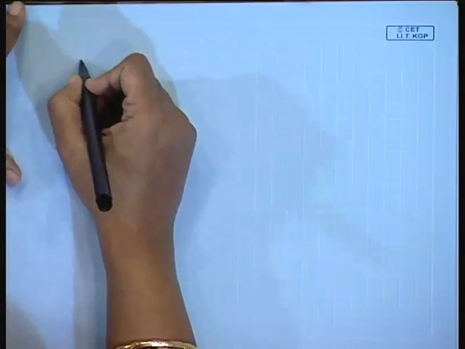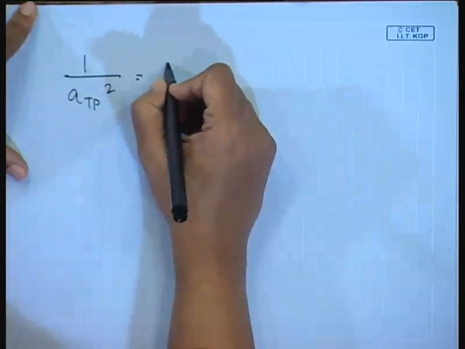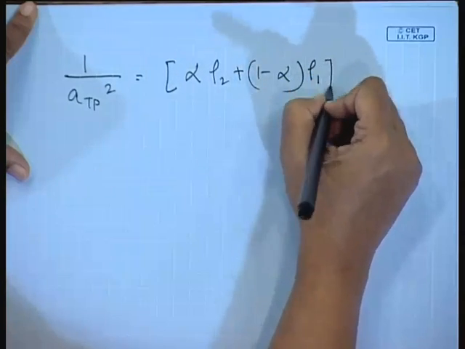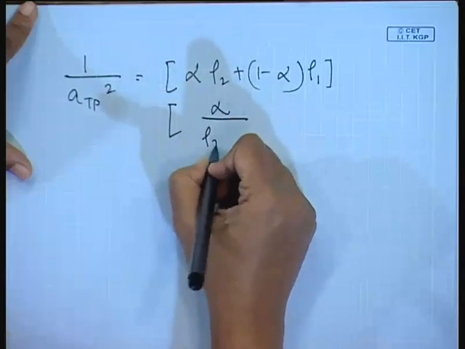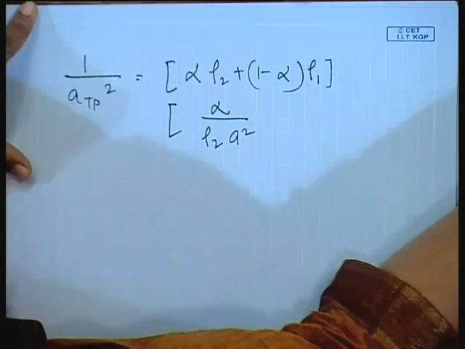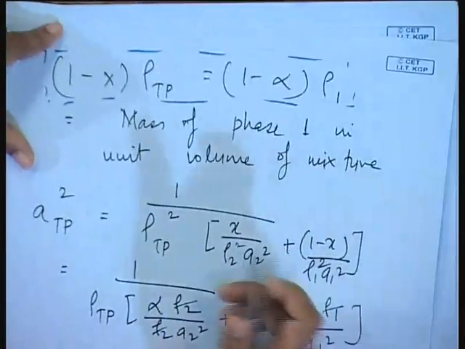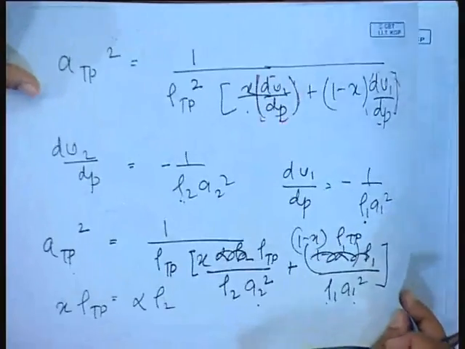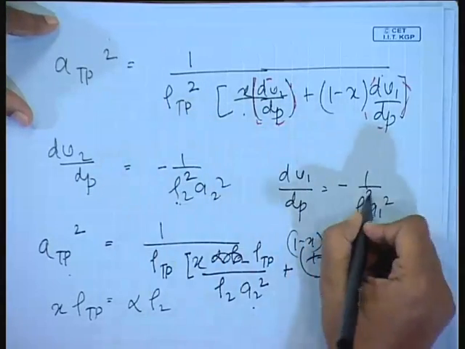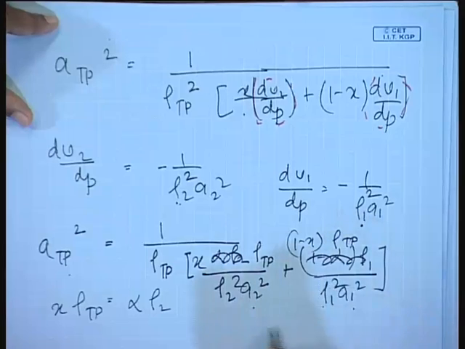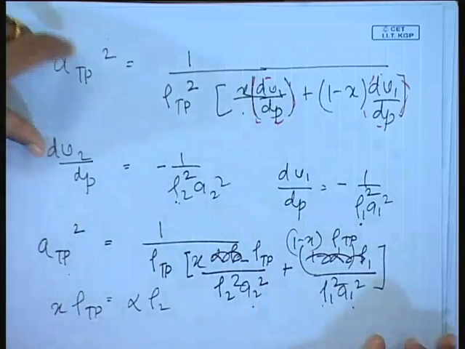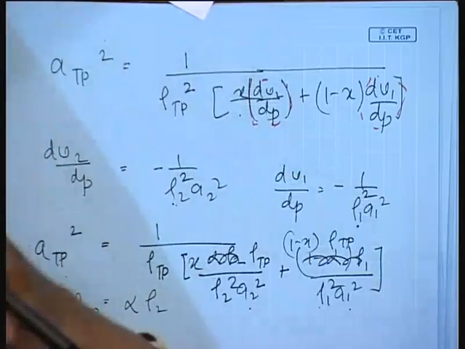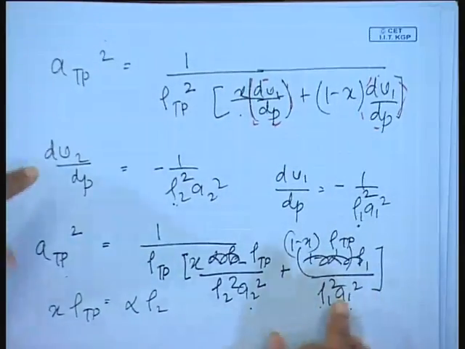So, I get 1 by a T p square, that is alpha rho 2 plus 1 minus alpha rho 1 into alpha by rho 2 a 2 square. Sorry, there were squares here. Okay. Did I make any more mistakes anywhere? Let me see. Here also there should have been squares. Please correct these things. These were all squares. I missed them out. Anyhow, just correct all of these, they are squares.